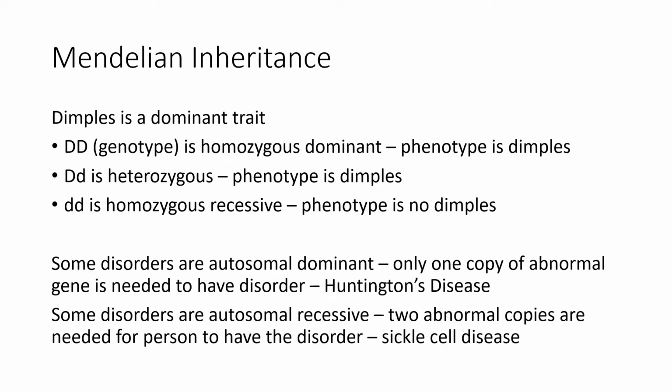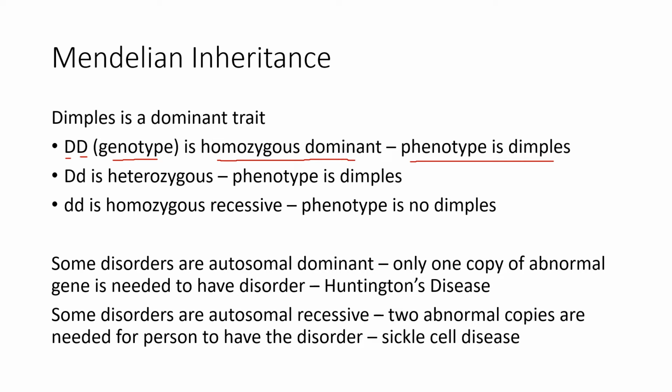For instance, dimples. Dimples is a dominant trait, so I'm going to use the letter D to represent dimples, and the dominant allele is going to be uppercase D. Remember, you have two alleles, so a person could have uppercase D, uppercase D. This is what is called the genotype because it's what the genes show. We would call this homozygous dominant. Same allele on both chromosomes. The phenotype is what gets expressed, and it's going to be dimples.